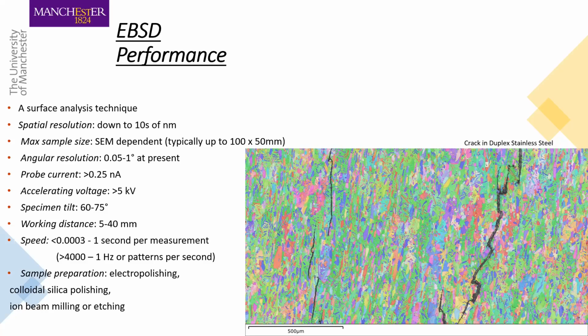Now, for good success at high speeds, you need to have electropolished samples if they're metal. If they're not, you can use at least colloidal silica or ion beam milling, and possibly etching sometimes.